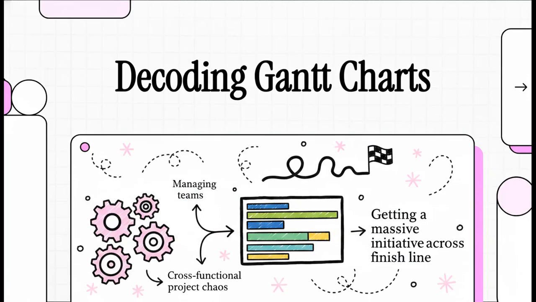All right, let's dive right into this explainer and decode the absolute ultimate tool for conquering cross-functional project chaos. I mean, if you're managing multiple teams, balancing super tight resources, or really just trying to get a massive initiative across the finish line without totally losing your mind, you are definitely in the right place.